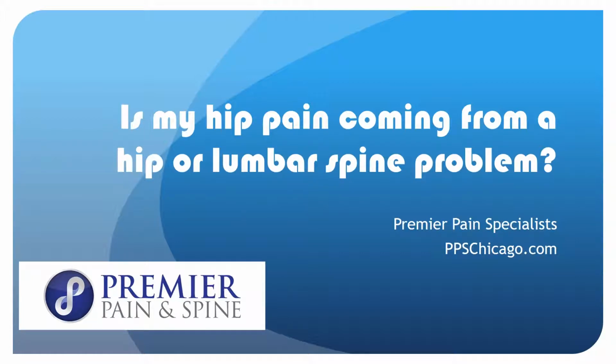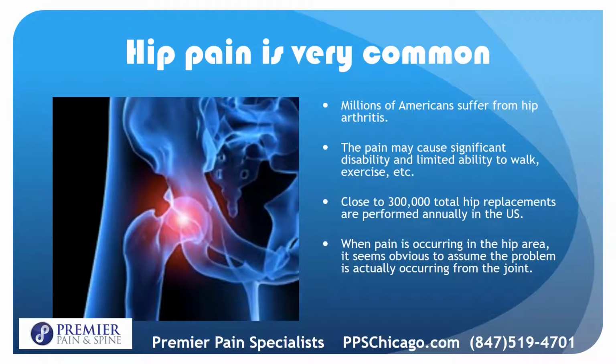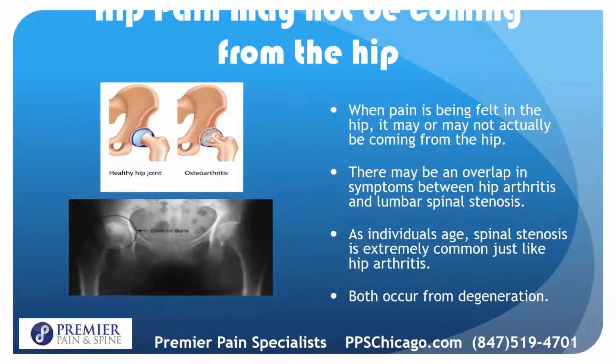The topic today is my hip pain coming from a hip or lumbar spine problem. Hip pain is very common. Millions of Americans suffer from hip arthritis, with the pain potentially causing significant disability, limited ability to walk and exercise. There's about 300,000 total hip replacements performed every year, and when the pain is occurring in the hip area, it just seems obvious to feel like it's occurring from the joint itself. But it may not be the case.